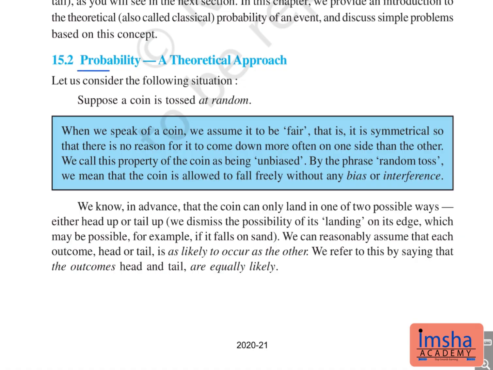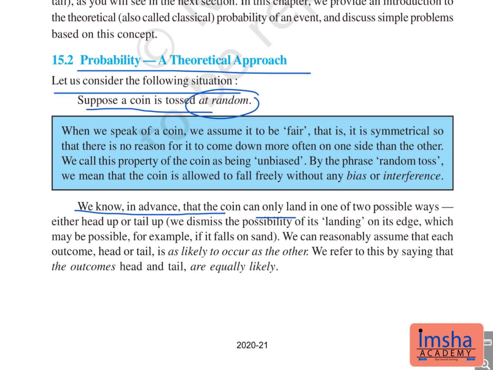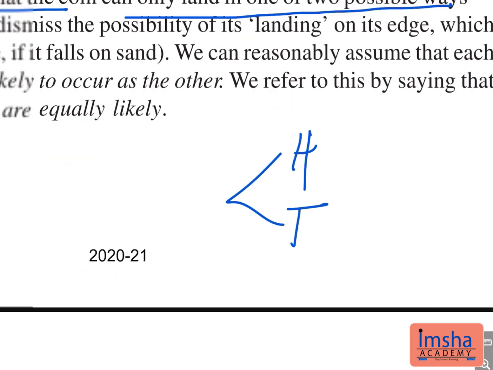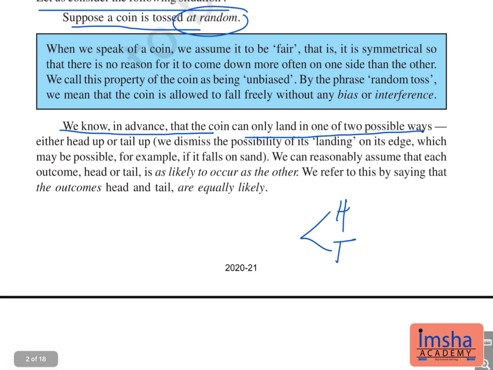So, moving to the theoretical approach to probability, let us consider the following situation. Suppose a coin is tossed at random. We know in advance that the coin can only land in one of two possibilities, one is head and one is tail. Other than this, there is no possibility. So, either head up or tail up. We can reasonably assume that each outcome, head or tail, is as likely to occur as the other. We refer to this by saying that the outcomes head and tail are equally likely.